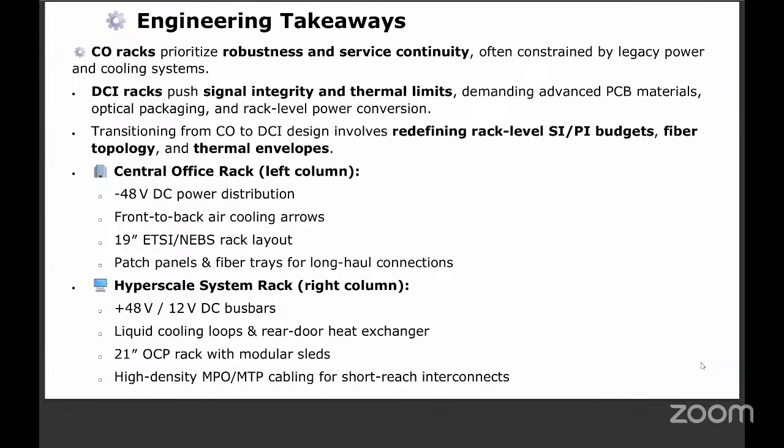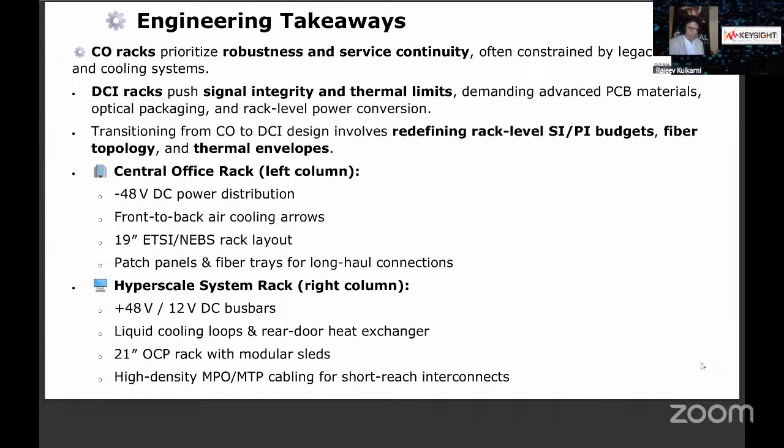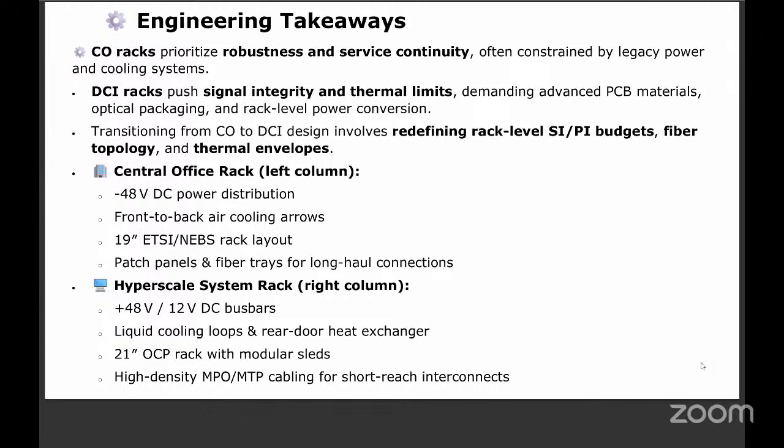The engineering takeaways. Central office racks prioritize robustness and service continuity, often constrained by legacy power and cooling systems. Backward compatibility is a must. DCI racks push signal integrity and thermal limits, demanding advanced PCB material, optical packaging, and rack level power conversion. Transitioning from central office to data center backend design involves redefining rack level signal integrity, power integrity budgets, fiber topology, and thermal envelopes. Central office rack, the two picture comparison, this I have told already.